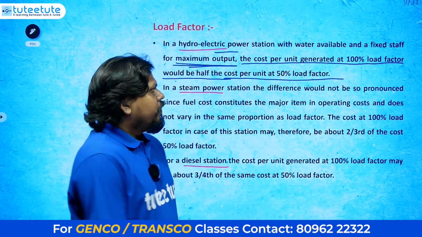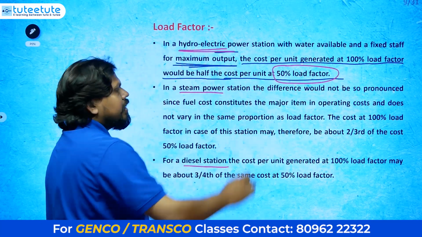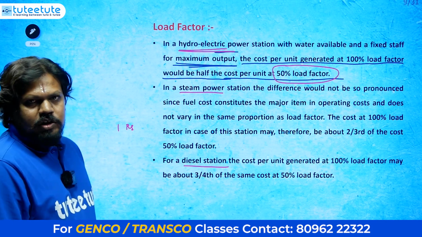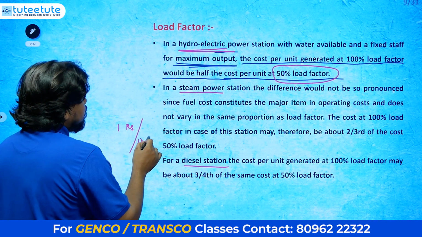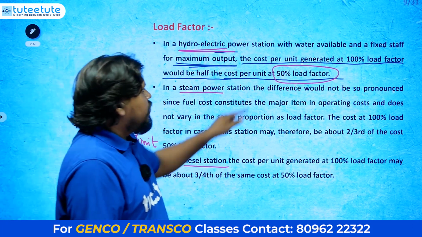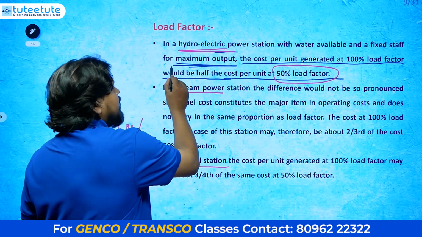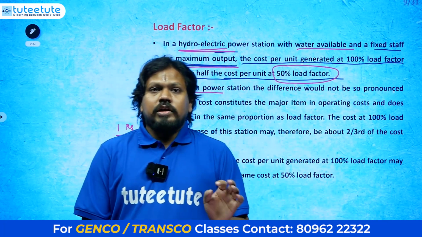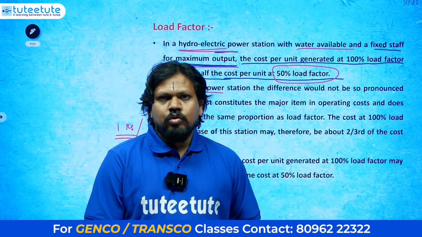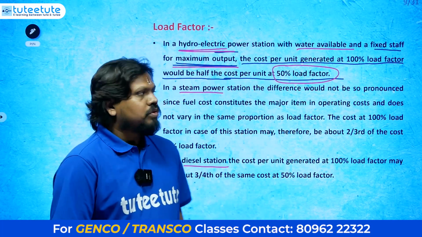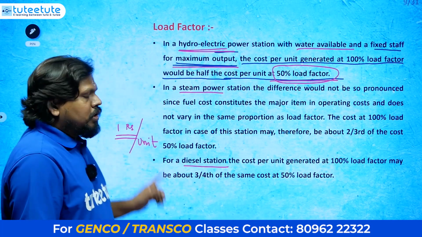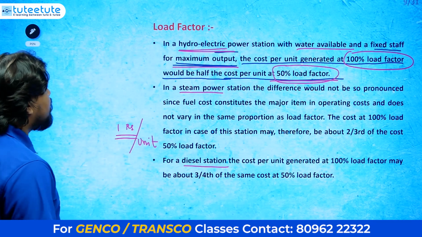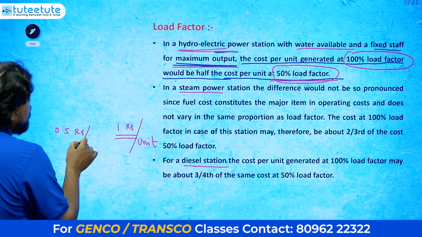For example, suppose we are operating a hydroelectric power plant with a unit cost of 1 rupee, just for example, for one unit. If you operate the same power plant with the same maximum output and the same water availability, the staff are also fixed, so the salaries and everything will be the same. When you operate at 50% load factor, it is 1 rupee per unit. If you operate at 100% load factor, it will be 0.5 rupees per unit.